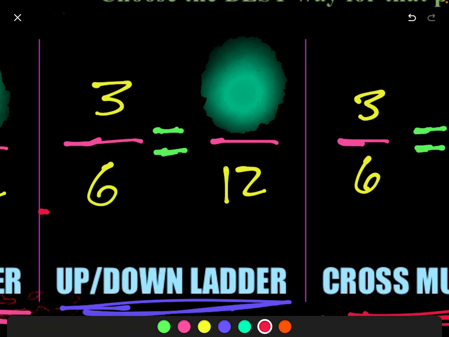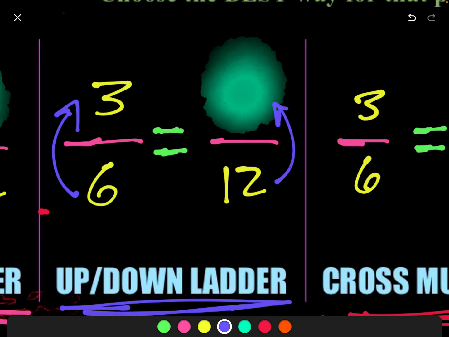Now, we got to talk about going up and down the ladder. Again, you always go toward your unknown, toward your variable. So again, there's my unknown variable. I want to say what number here makes this statement true. 3 is to 6 as something is to 12. Going up and down the ladder. Now, we're going up the ladder because that's where our unknown is. So we look at this.